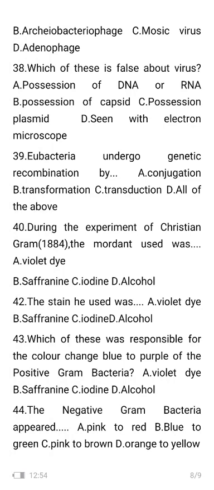Number 44 says, the gram-negative bacteria appeared dash. A. Pink to red, B. Blue to green, C. Pink to brown, D. Orange to yellow. Please, they appeared pink to red and not pink to brown. Please, the answer is what? A. Please, pink to what? Red. Gram-negative bacteria appeared pink to red, but gram-positive bacteria appeared blue to purple.